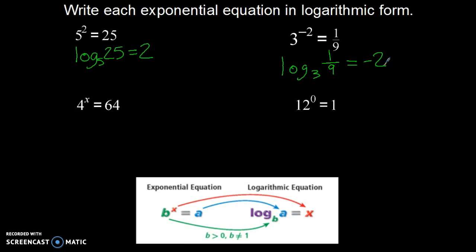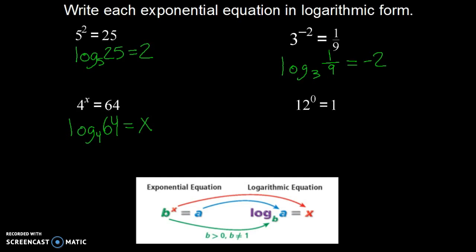Moving on, we have a variable exponent this time, but that's still okay. Our base of our exponent is 4, so that's also going to be the base of our log. So we have log base 4 of 64 equals, in this case we don't know the exponent, right? It is just that x value, but it's still always the exponent that goes on the right side.